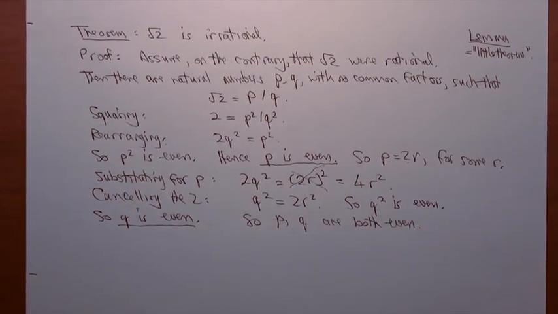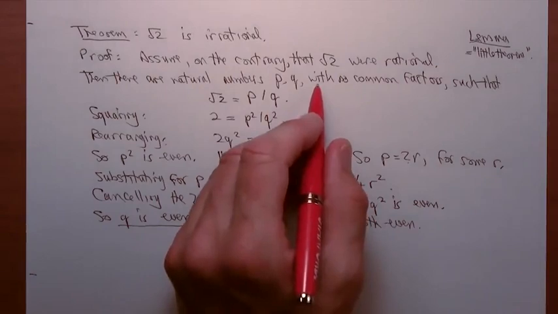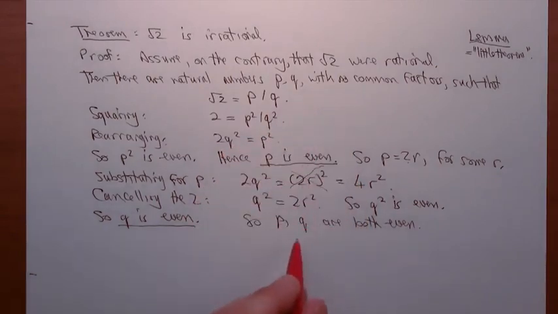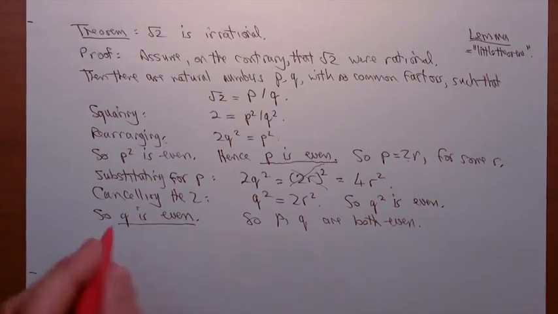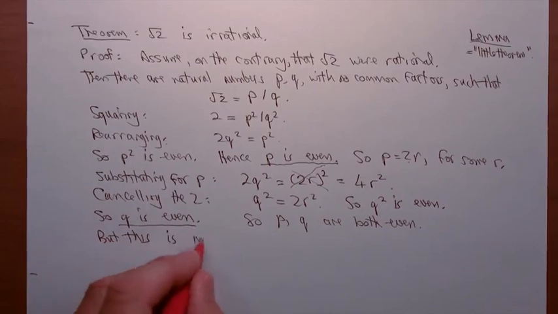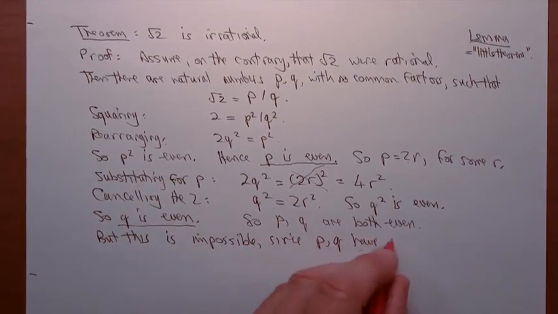But they can't be, because we assumed p and q had no common factors. If they're both even, then they have 2 as a common factor. But this is impossible, since p and q have no common factors.